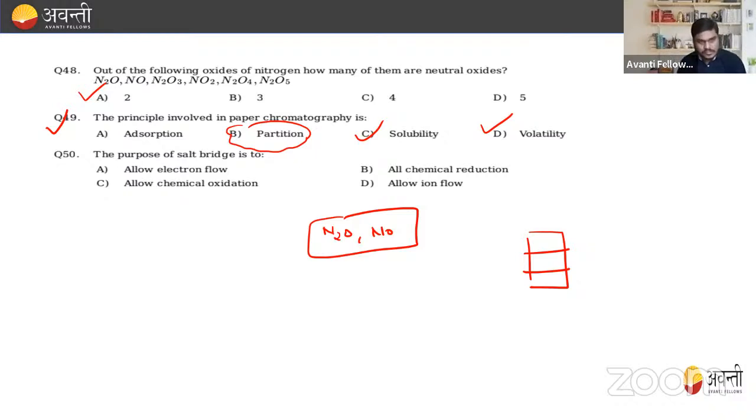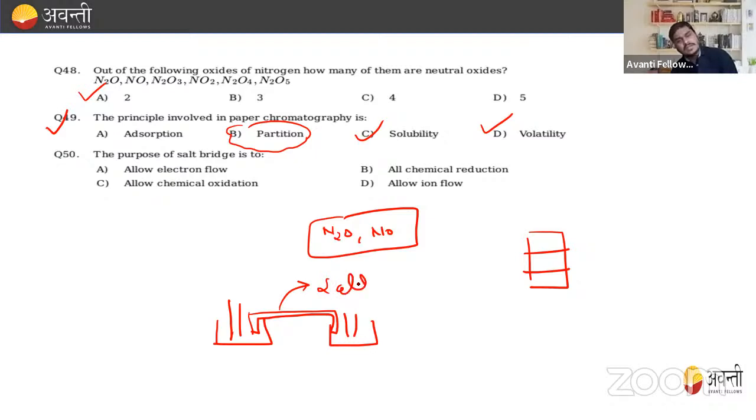Now, moving to the next question, that is the purpose of the salt bridge. We all know that we use a salt bridge in electrochemistry. We have two different solutions having two different electrodes, so we use a U-tube shape like this. This is called a salt bridge. The question asks, what is the purpose of using a salt bridge? Why do we use a salt bridge?